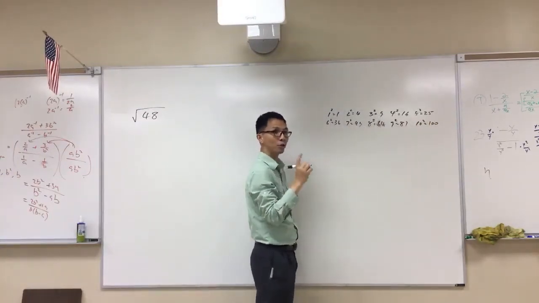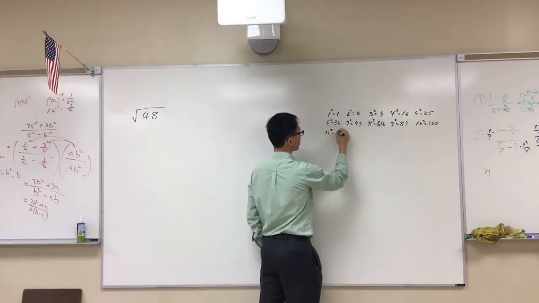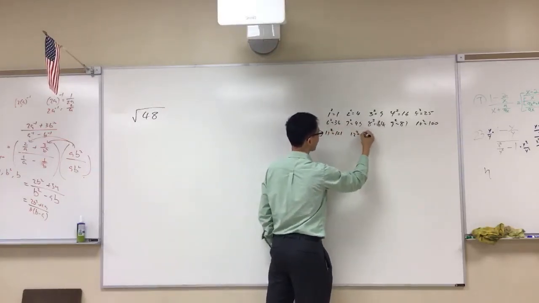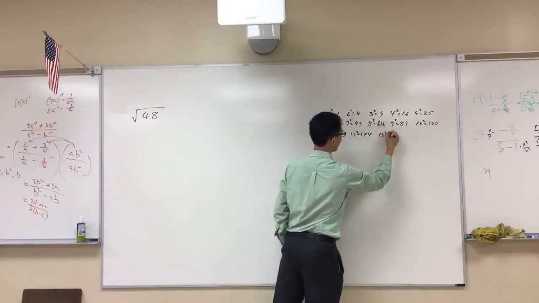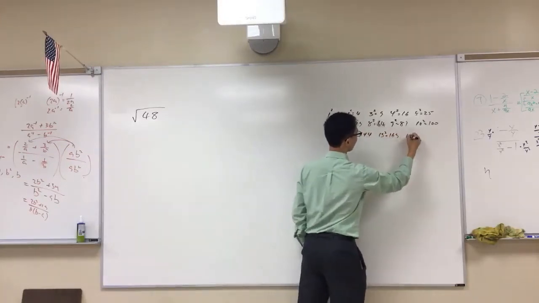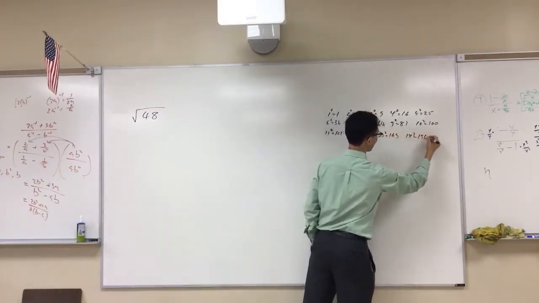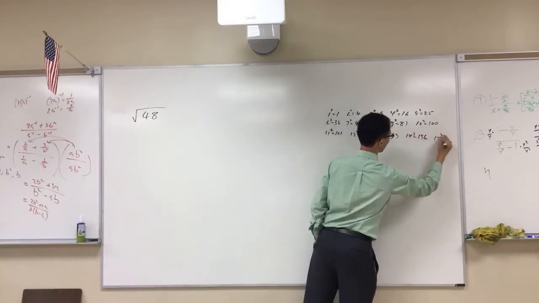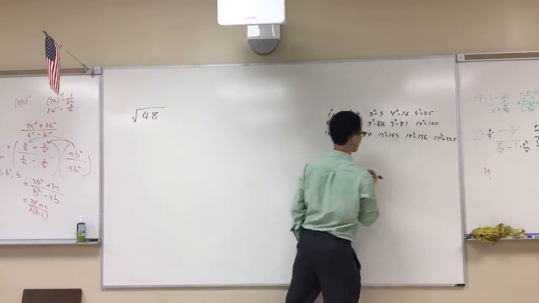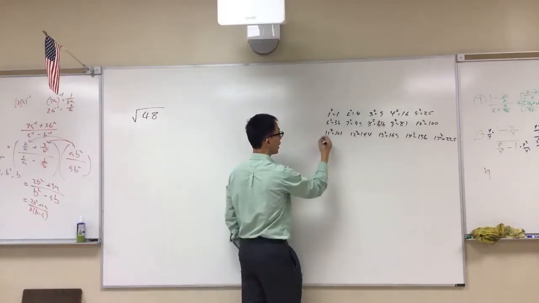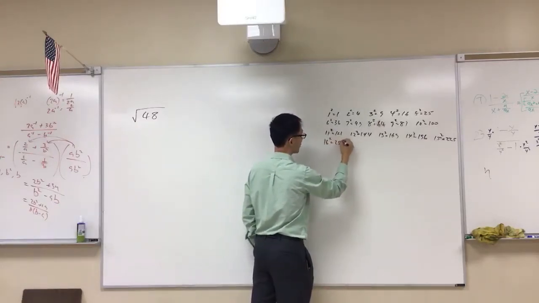Most of you guys need to know 11 squared is 121, 12 squared is 144, 13 squared is equal to 169, 14 squared is equal to 196, 15 squared is equal to 225. I'm not done yet. 16 squared is equal to 256.